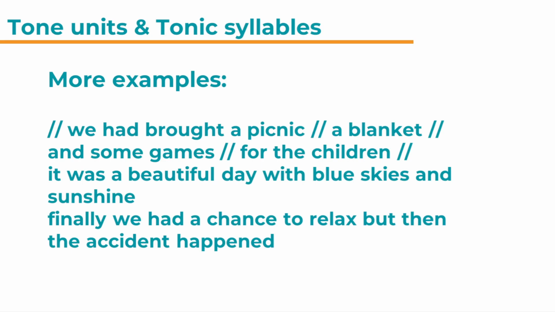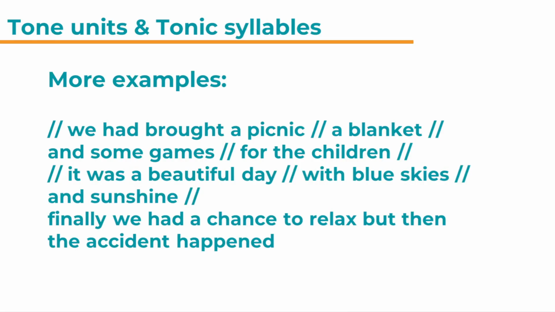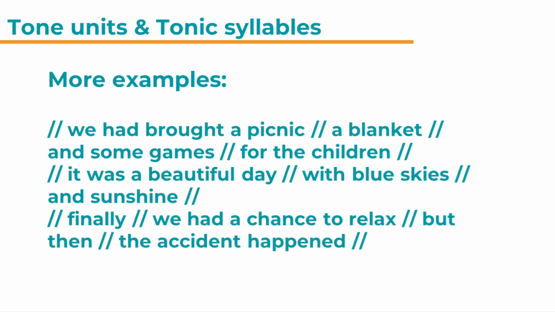Let's have a look at the next part. It was a beautiful day with blue skies and sunshine. Here are the tone units and their boundaries. It was a beautiful day with blue skies and sunshine. And the last part. Finally, we had a chance to relax, but then the accident happened. And once again, here are the tone units. Finally, we had a chance to relax, but then the accident happened. So this sentence, originally it was one sentence, is really consisting of 1, 2, 3, 4 tone units in total.